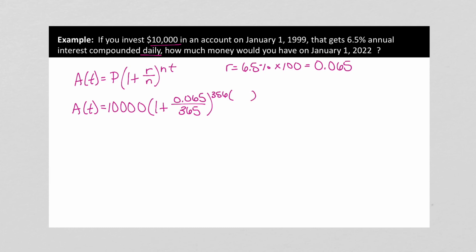If it's compounded quarterly, that's 4 times a year; monthly, 12 times a year. And the other one that you'll probably see is semi-annually, that's twice per year. Also, you might see one that's compounded just annually. That would make n 1. And what is t here? Well, we're going January 1st to January 1st, so that's good. We don't have to worry about months here. We subtract 1999 from 2022, t is 23 years.